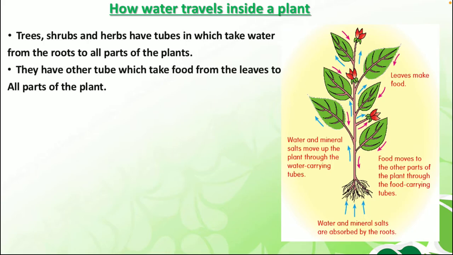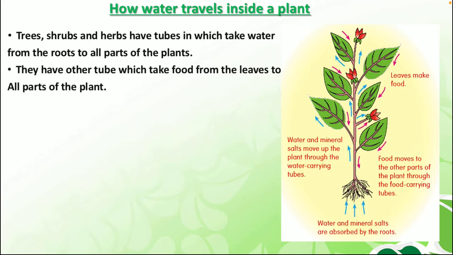You can see the arrow. So water and minerals move up the plant through the tubes carrying the water. On the other side, leaves make food. So when the leaves make food from the sunlight, the food moves to the other parts of the plant through the food carrying tubes.